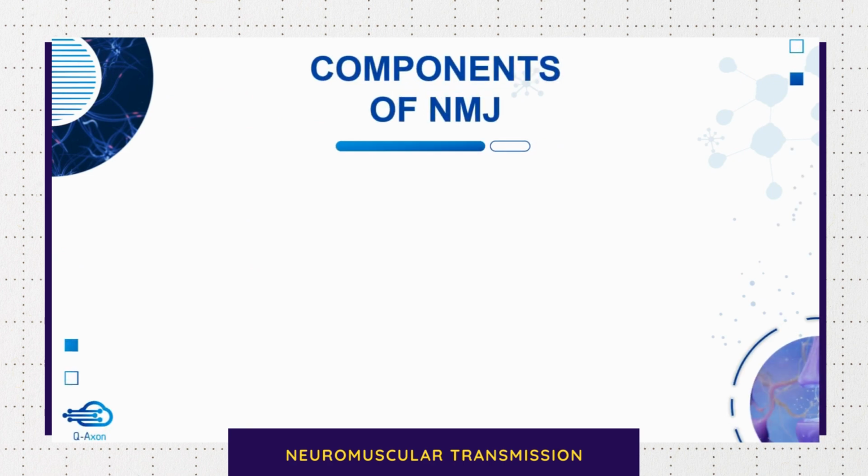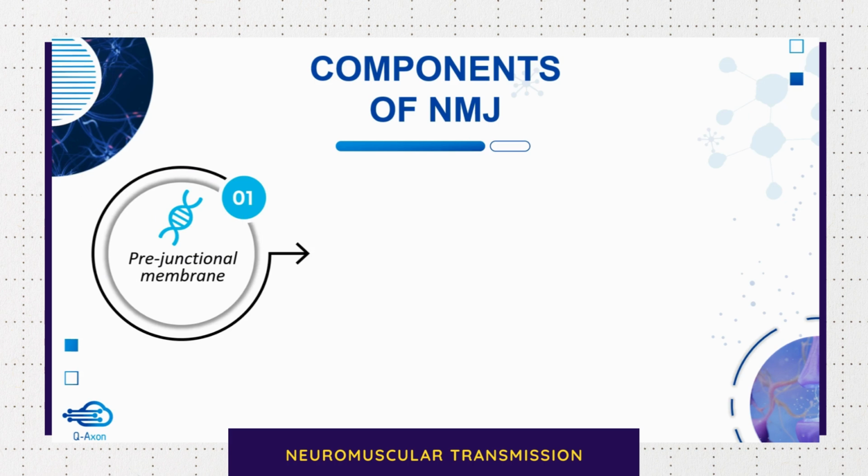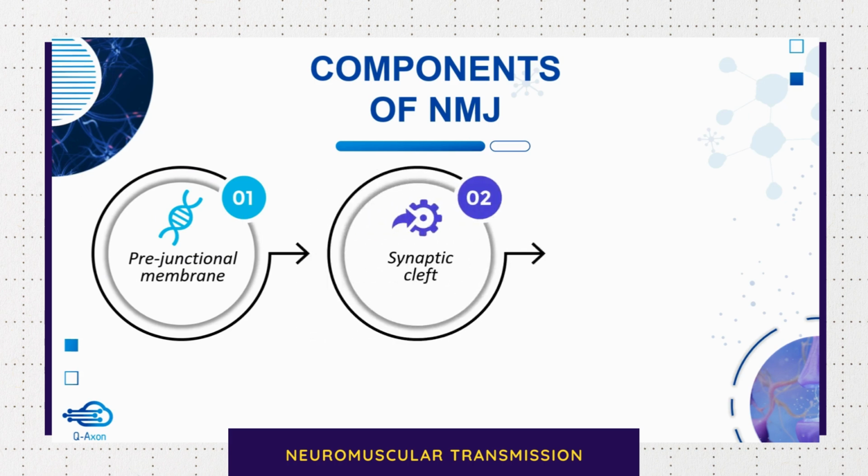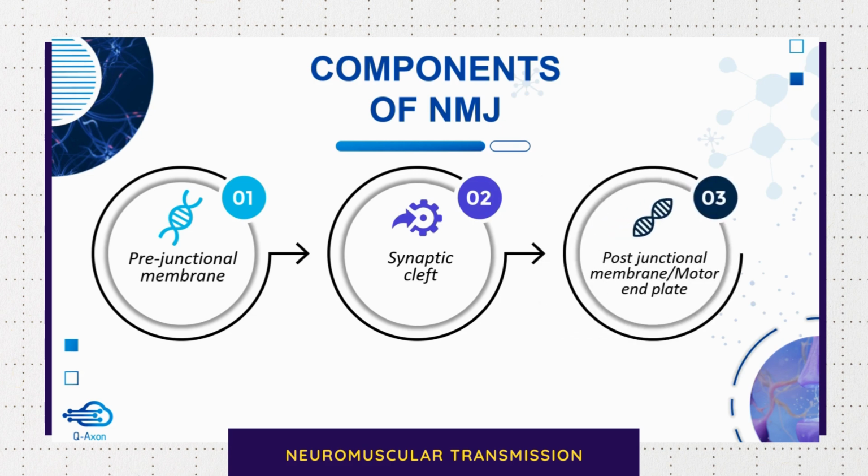So now let us come back to the process of neuromuscular transmission. We've already examined the three components of the neuromuscular junction, namely the prejunctional membrane or the axon terminal, the synaptic cleft, and the postjunctional membrane or the motor end plate.